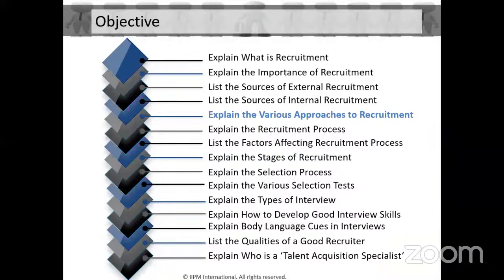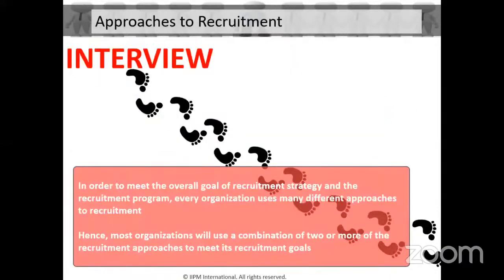So let's look at the various approaches to recruitment. One of the approaches to recruitment I'd like us to take a look at is interview. Now, in order to meet the overall goal of recruitment strategy and the recruitment program, every organization uses many different approaches to recruitment. Hence, most organizations will use a combination of two or more of the recruitment approaches to be able to meet its recruitment goals.